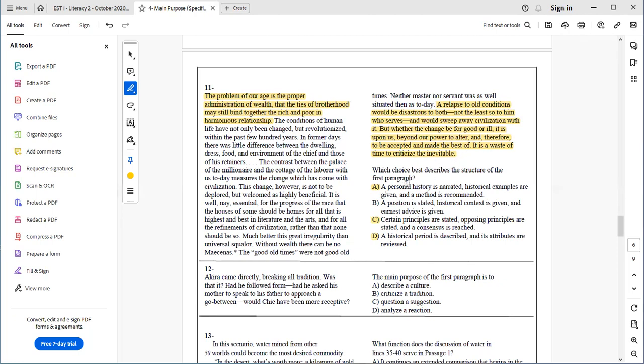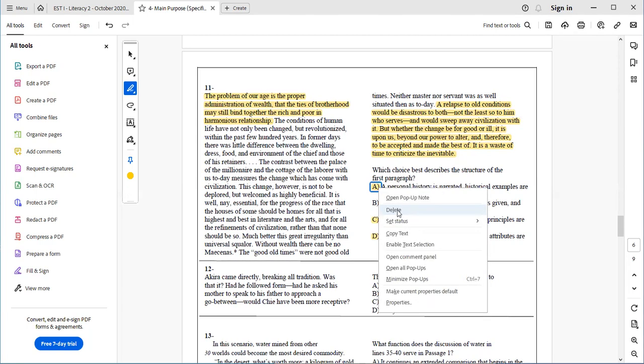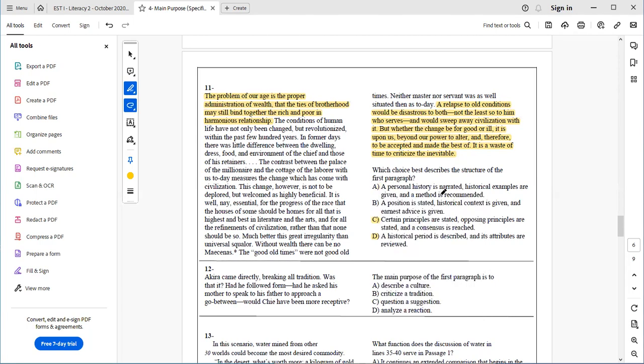Okay. Let's find Hala's answer. A personal history is narrated. Yes, I think he said our age. So this is personal history. Then historical examples are given. I didn't read here, but he said a method is recommended. What? No, the last one is not a method. The last one, Hala, is not a method. So it's not A.